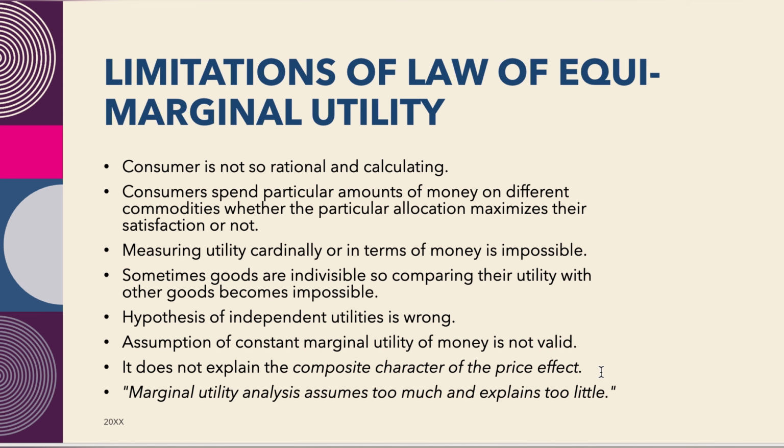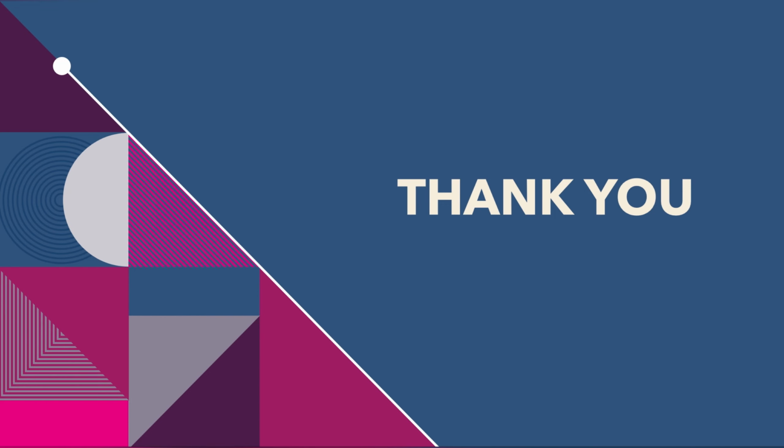Then marginal utility analysis assumes too much and explains too little. Of course, we have been assuming too much. As soon as we just state the law and represent it diagrammatically, the law in itself becomes complete and it just explains that particular thing and does not explain much about price effect or other phenomena in economics. So this was our law of equimarginal utility.